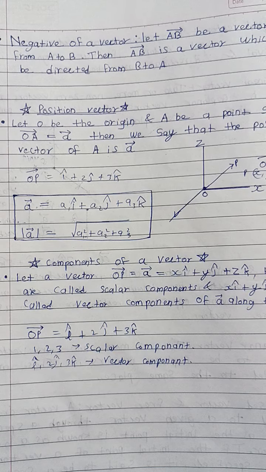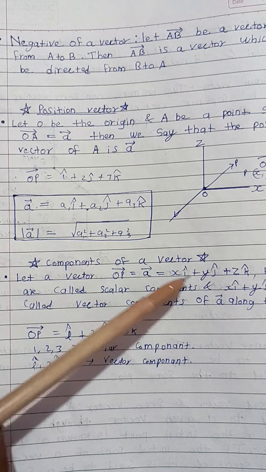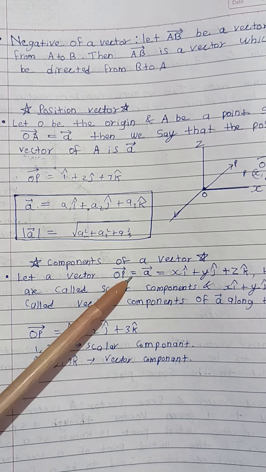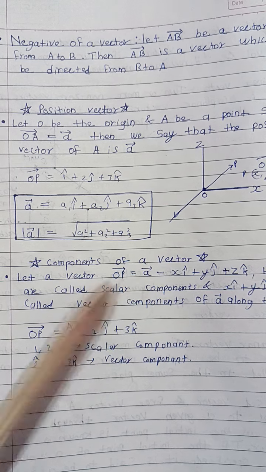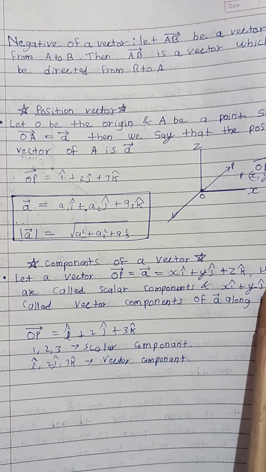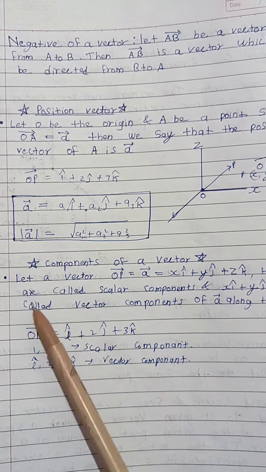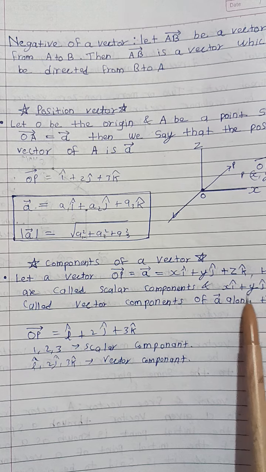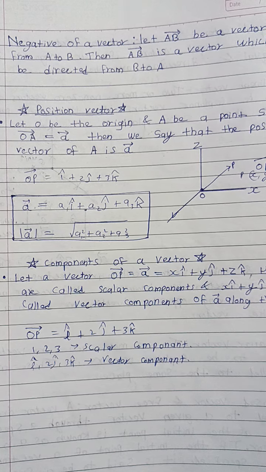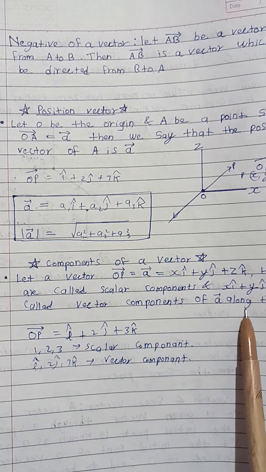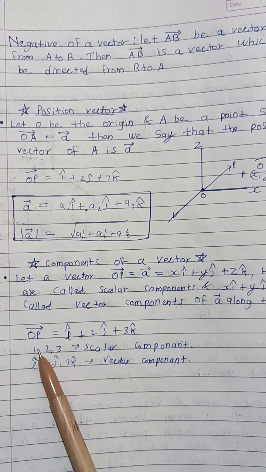Now we will see vector algebra, type of vector, components of a vector. Let vector OP equals vector A equals x i cap plus y j cap plus z k cap. Here x, y and z are called scalar components, and x i cap, y j cap and z k cap are called vector components of a vector along the axis.